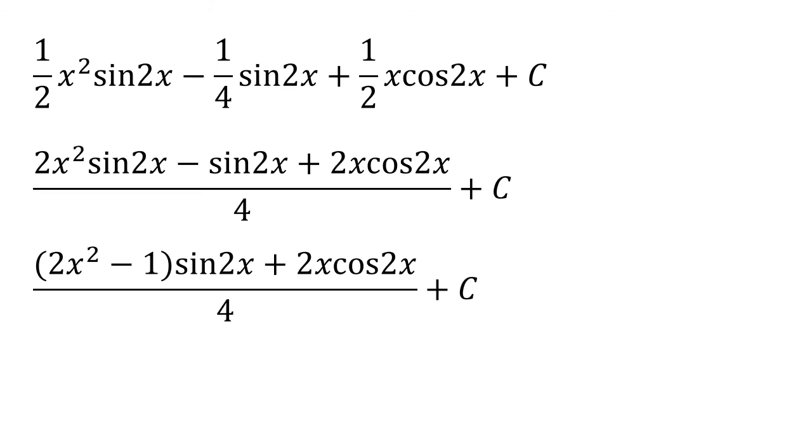And then for our answer to be similar with what I have shown you before, we can factor out sine 2x because as you can see, it's a common factor. That's why it became (2x squared minus 1) times sine 2x plus 2x cosine 2x all over 4 plus c. Okay? So I hope you enjoyed integration by parts.